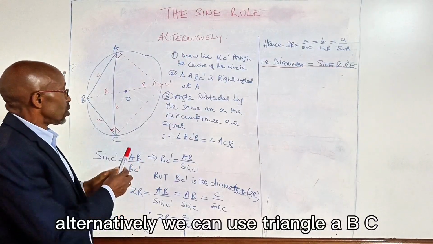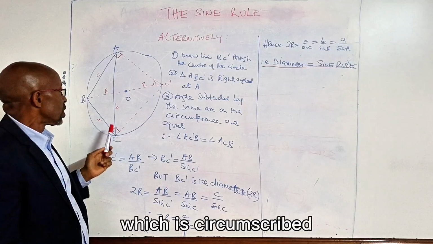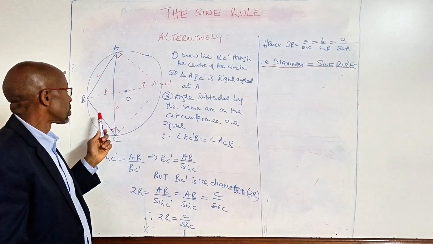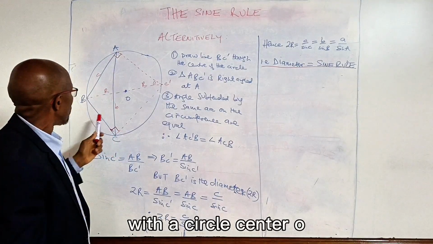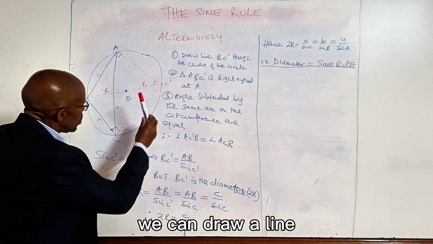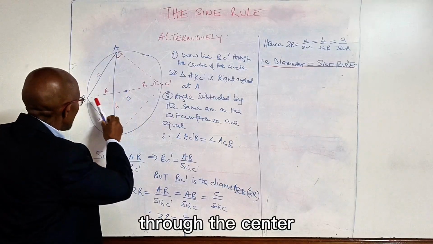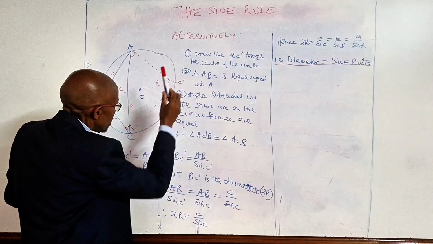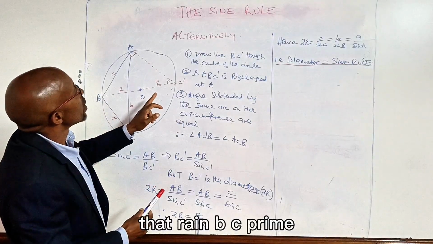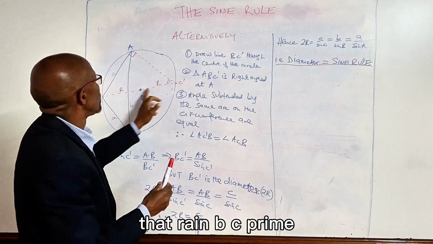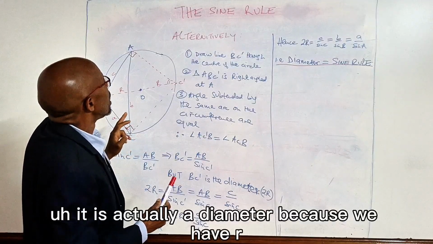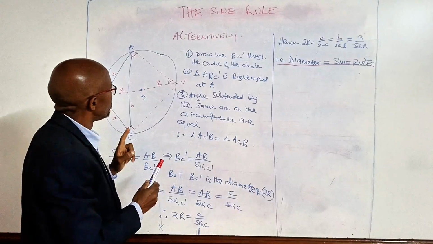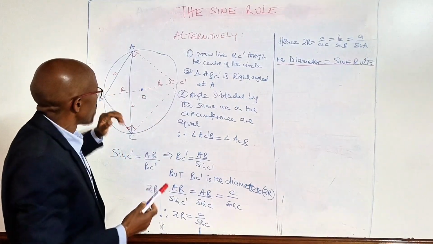Alternatively, we can use triangle ABC, which is a circumscribed triangle with a circle center. We can draw a line through the center to meet the circumference of the circle at C prime. That line BC prime is actually a diameter because we have R and another R, because this is the center of the circle.